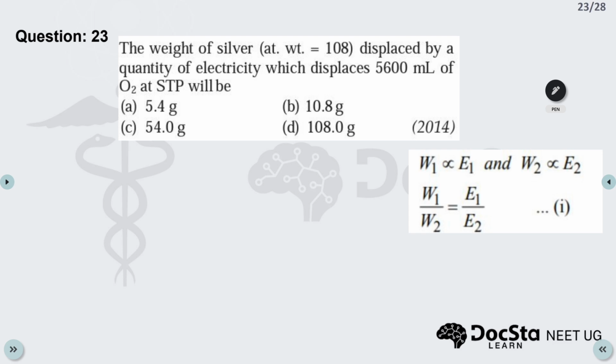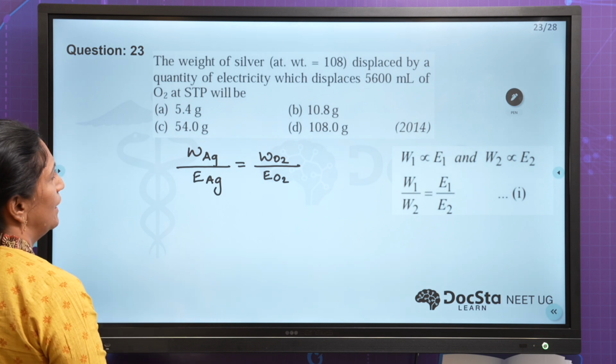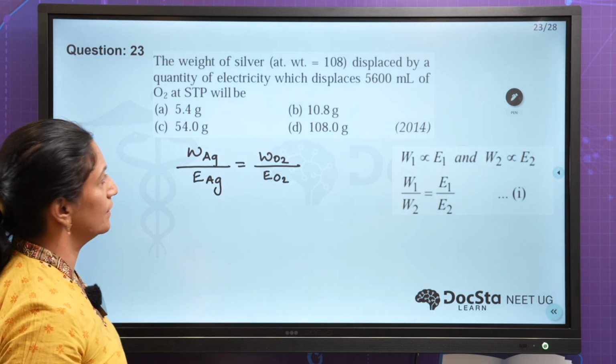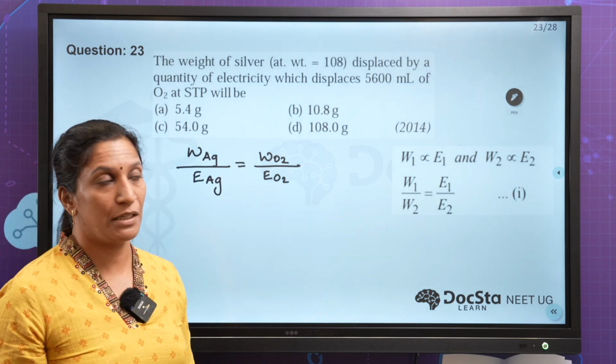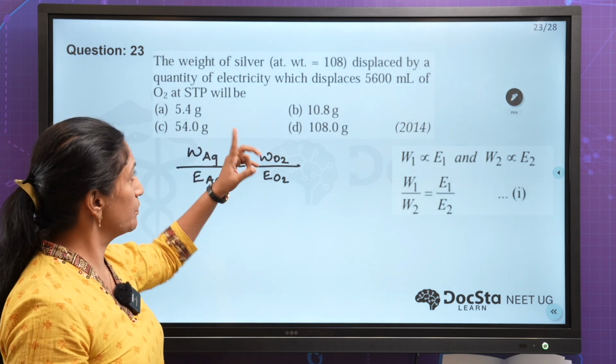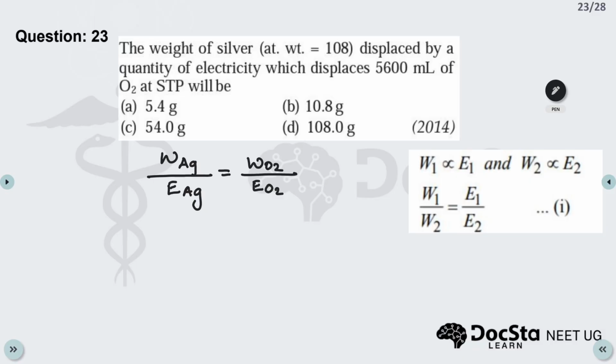So how do we determine this value, the weight of silver? According to Faraday's law, weight of silver divided by the equivalent weight of silver is equal to the weight of oxygen divided by the equivalent weight of oxygen. Weight of silver displaced by a quantity of electricity which displaces 5600 ml of oxygen. So here you have to use Faraday's second law, because the same quantity of electricity is passed through both silver and oxygen.